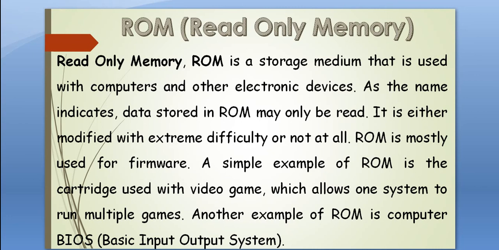ROM is mostly used for firmware. Basically, firmware is a program stored in BIOS ROM. A simple example of ROM is the cartridge used with a video game, which allows one system to run multiple games. Another example of ROM is the computer BIOS. BIOS stands for basic input and output system.